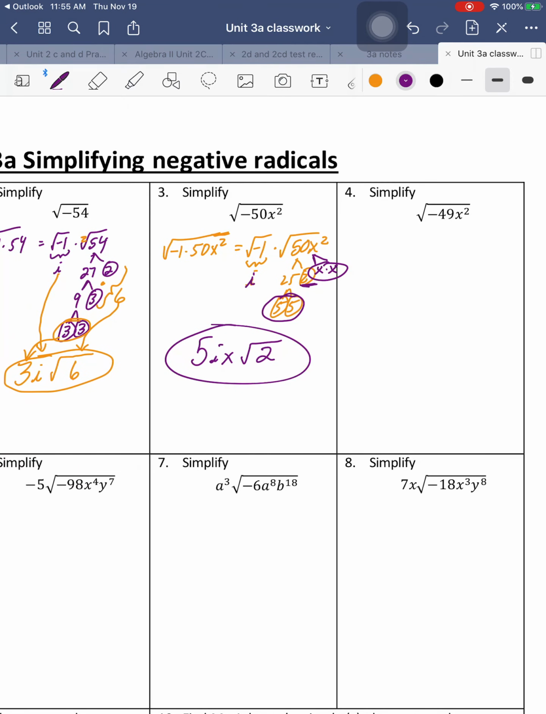All right, next one, we have the square root of -49x squared. So we have the square root of -1, 49, and x squared. The square root of -1 is i. Square root of 49 is 7. And the square root of x squared is x. So let's put that in. The constant first, so the number first, then x. i or ix, doesn't matter to me.